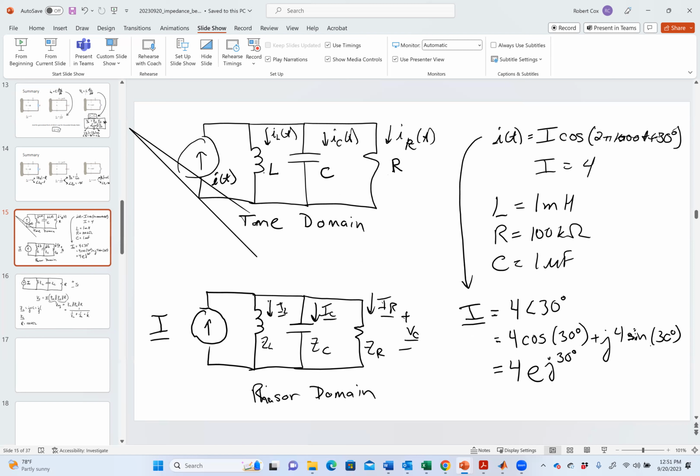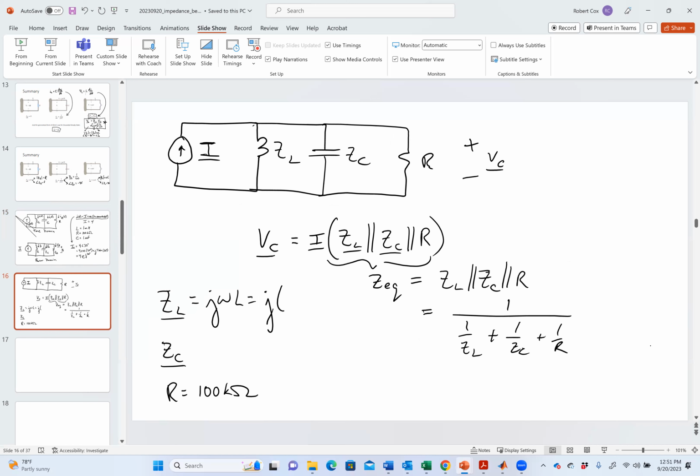That would be 2 pi 1000, because the source that I'm putting into this circuit has a radian frequency of 2 pi 1000. So what I do is I say it's j times 2 pi 1000 times 1 millihenry, so that times 10 to the negative 3. If you're paying careful attention, that's going to basically be 2 pi, if I run those numbers.